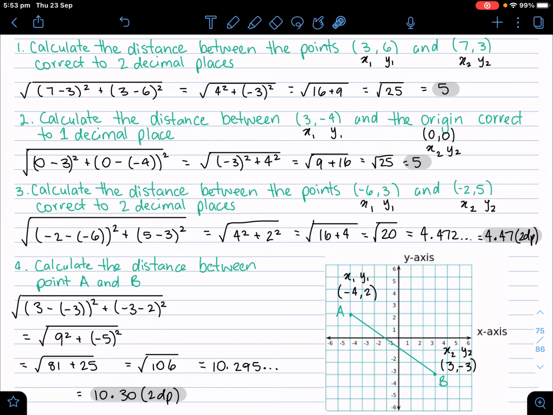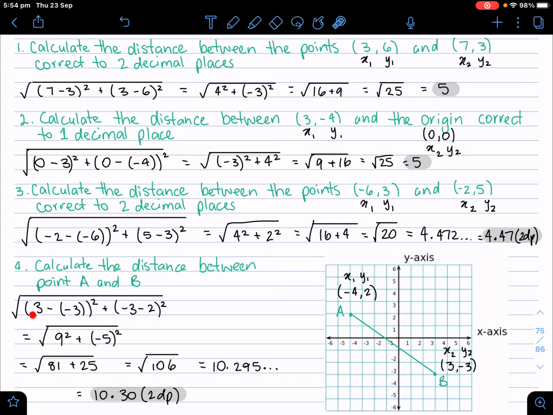For A, crawl before you climb. So I crawl to negative 4 and I climb to 2, negative 4, 2. And for B, I crawl to 3 and climb to negative 3, as you can see there. Now I have 2 coordinates. Now I can label one as x1, y1, x2, y2. And again, it doesn't matter which one's which, you'll get the same answer.